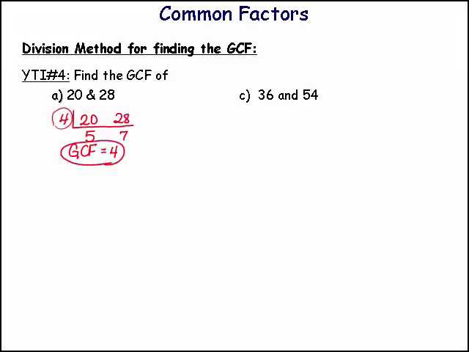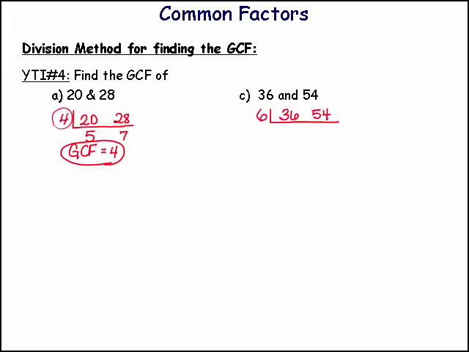Great. Okay, so let's move on to the next example. You try it, number 4C. 36 and 54. When you look at those two numbers, ask yourself, what number do I see in common there? Well, in 36 and in 54, I know that there's a 6 in each.